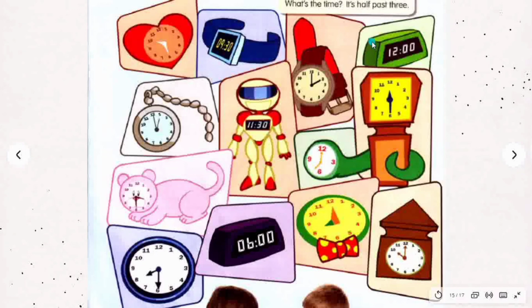Very good. Number 1. 6 o'clock. Which one is showing 6 o'clock? Yes, this purple clock is showing the time 6 o'clock. Very good. Next question, question number 2.